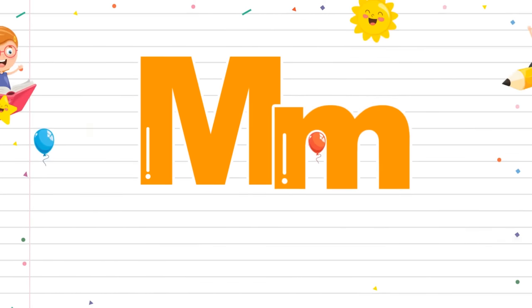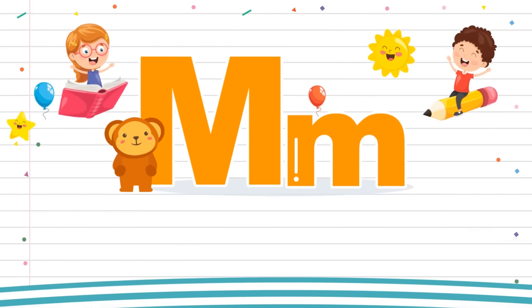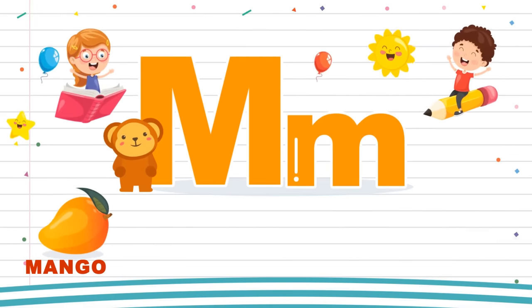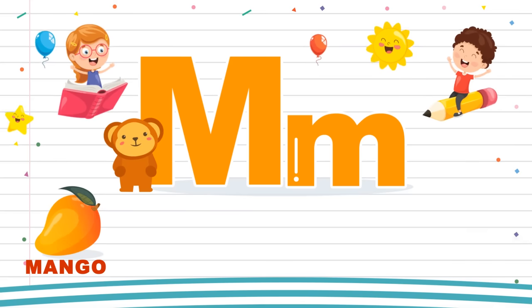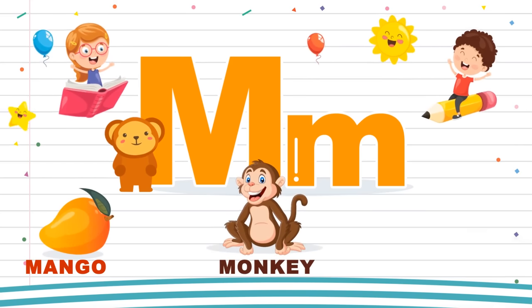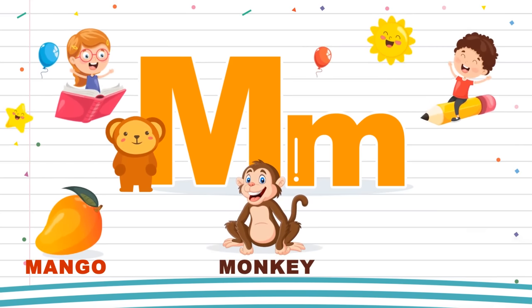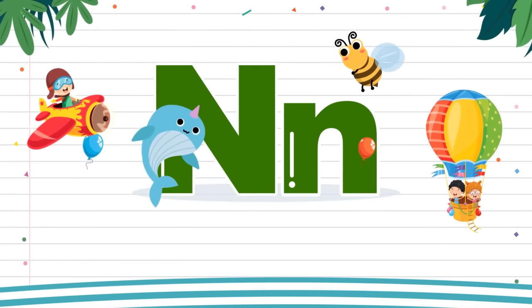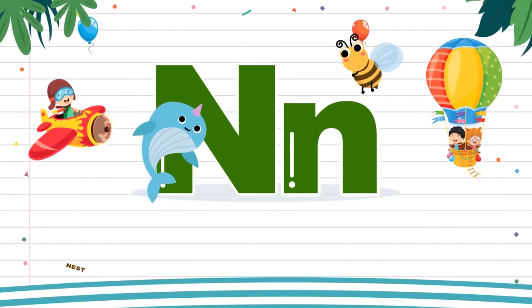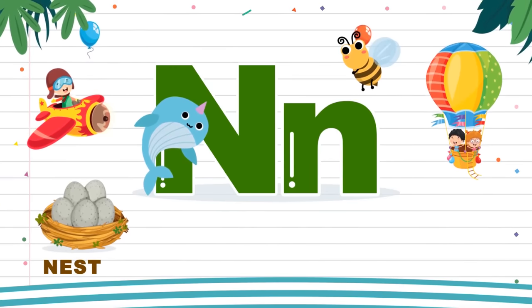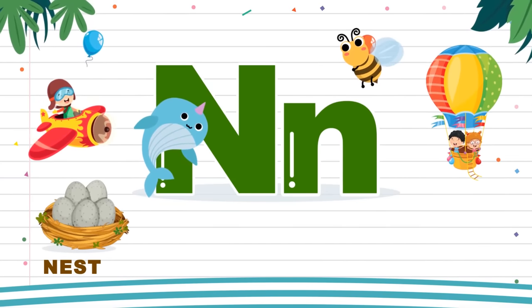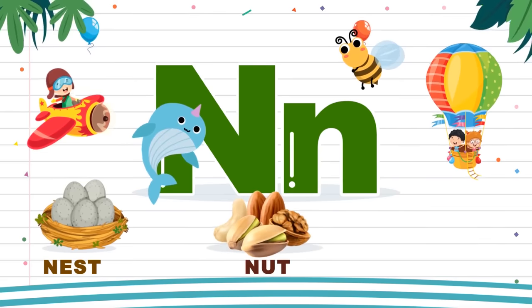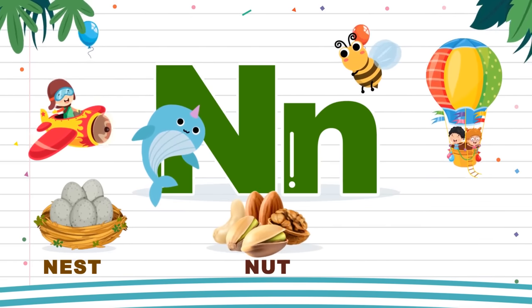Wow. M is for mango. M is for monkey. M is for mushroom. Wow. N is for nest. N is for nut. N is for newspaper.